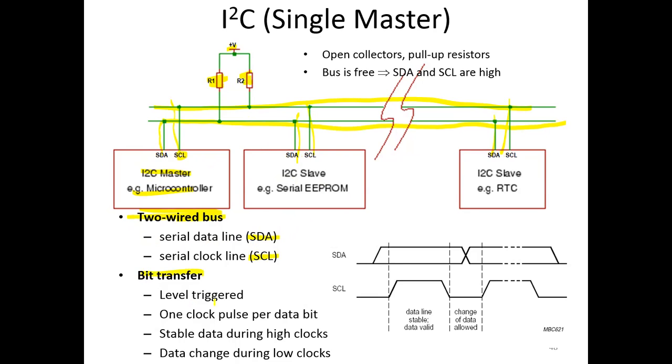So the bit transfer is level triggered, 1 clock pulse per data bit. So at each clock, you can send 1 bit. It is stable during the high clock, and the data changes during the low clock. So here we have the clock. Okay, so if the clock is 0, you can change the data. If the clock is high, the data is constant. Okay, it is stable.